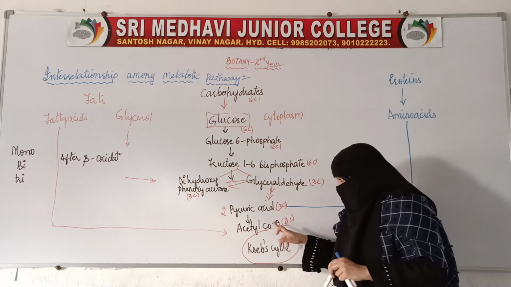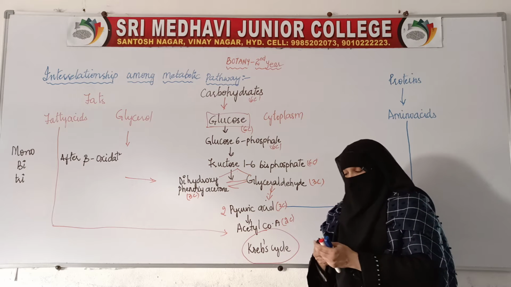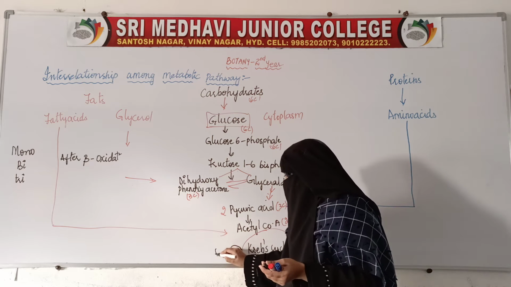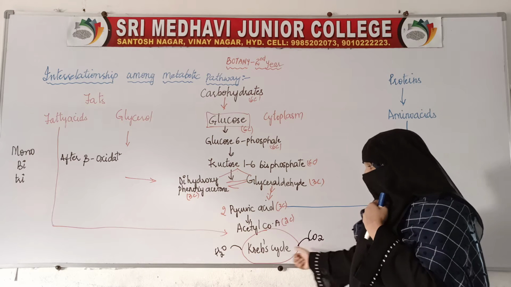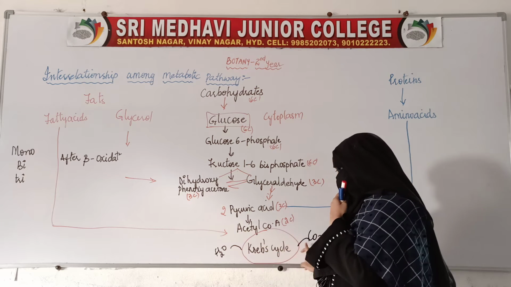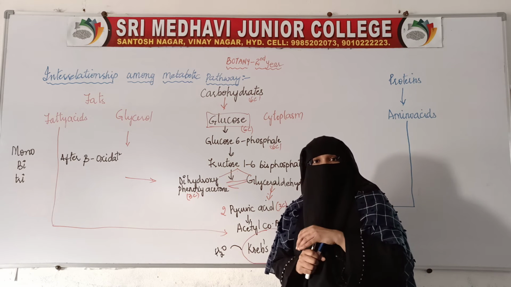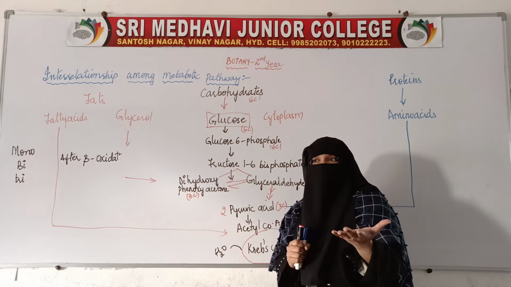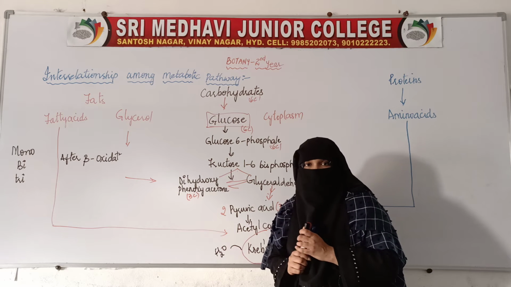So acetyl coenzyme A enters into the Krebs cycle with the release of what? Carbon dioxide is released, and water is formed at the end. After the Krebs cycle, carbon dioxide is released, and during the electron transport, water is formed.